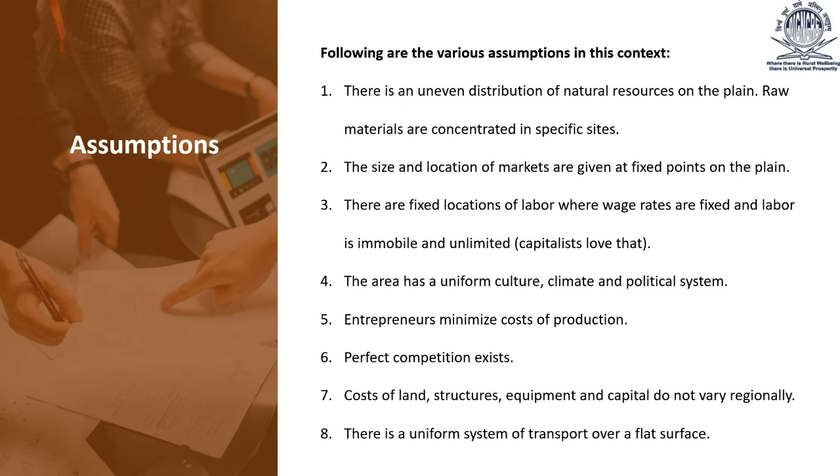Fifth, entrepreneurs minimize cost of production. Sixth, perfect competition exists. Seventh, cost of land, structure, equipment, and capital do not vary regionally. Eighth, there is a uniform system of transport over a flat surface.